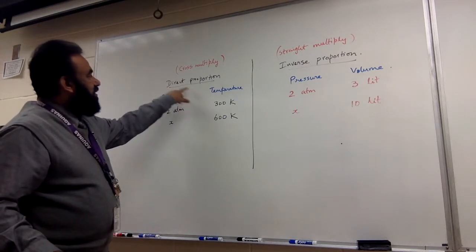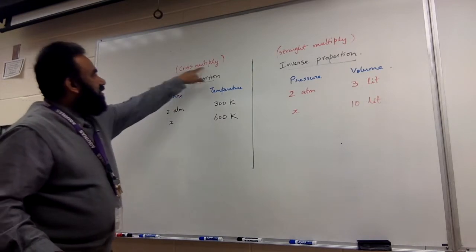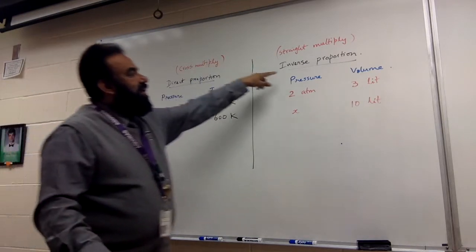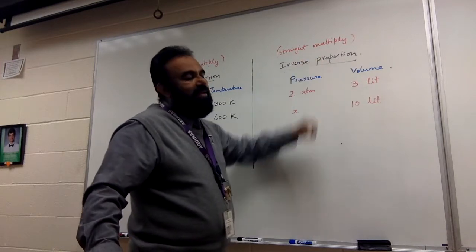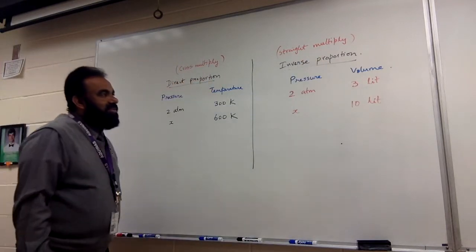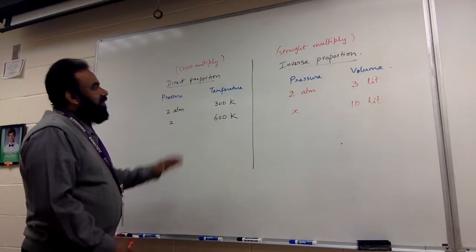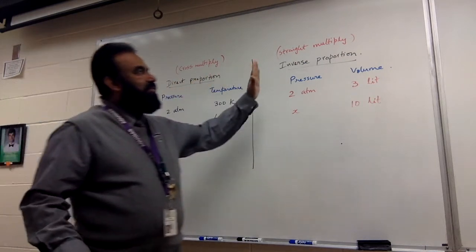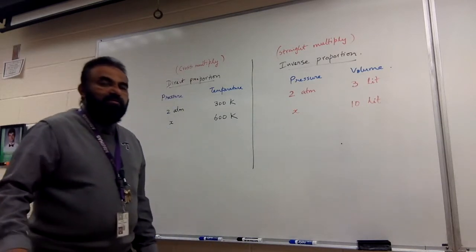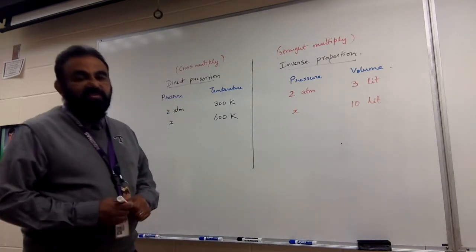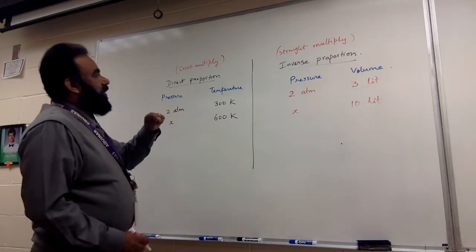I use a certain method for direct proportion. I call it cross multiply, and for inverse proportion, you can use what is known as a straight multiply. Well, those are my terms. And once you know the idea of how to use direct and inverse proportions in problem solving, you can do even complicated problems in an easier manner. So this is how we do it.